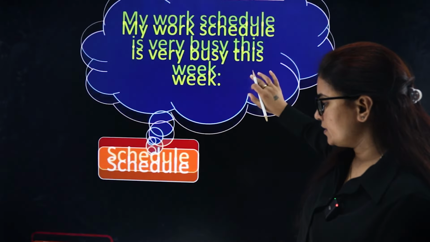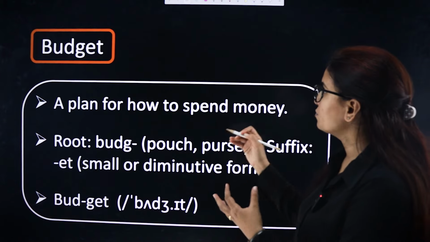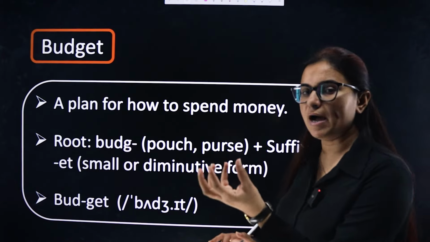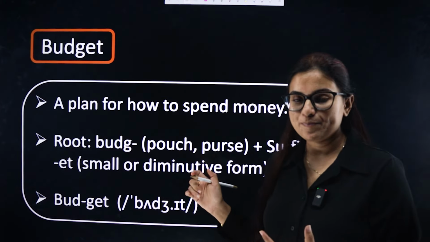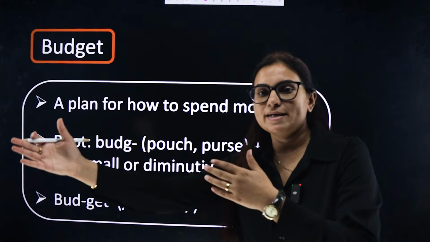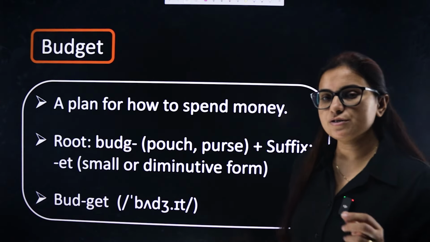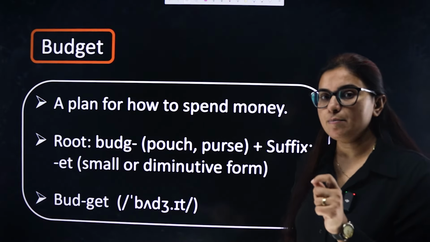Next word is budget. Budget is the word earlier given to a small bag or a pouch in earlier English. It used to be a small bag. But these days, budget is a plan for how to spend your money. How to spend your monthly expenses. So that's the word given for budget. Simple pronunciation is budget, budget. Though it's an E, it's pronounced as I, budget.